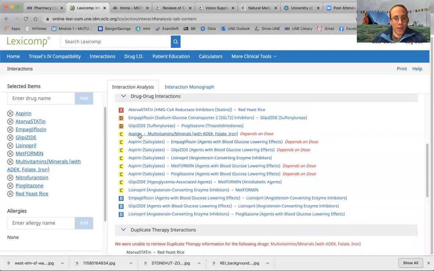So those are the level Ds, and then also thinking about drug-disease type interactions and how these things might overlap with each other. Okay, so then we're going to get into all of the Cs. And interestingly, I see depends on dose, depends on dose, depends on dose for all of these.